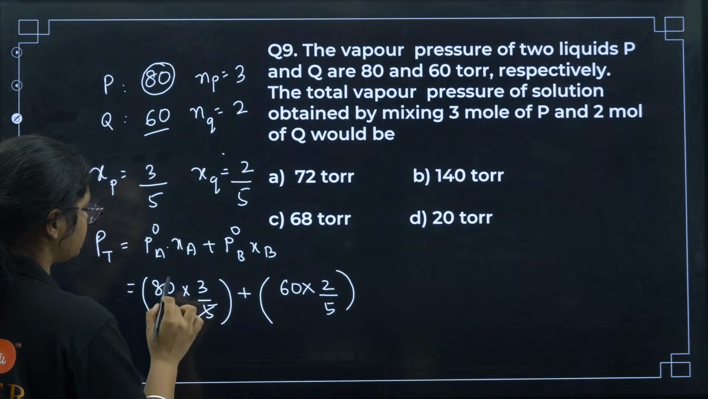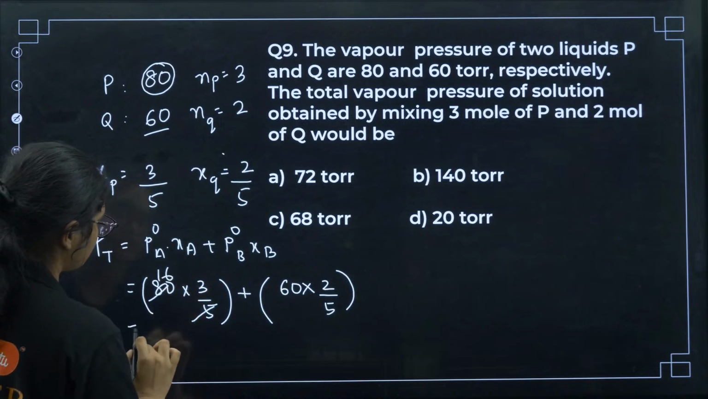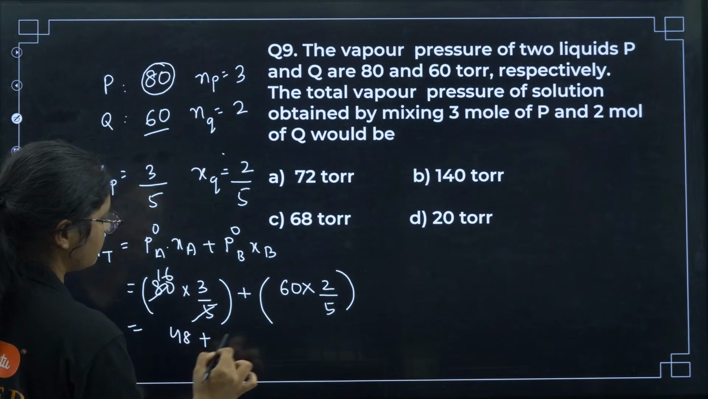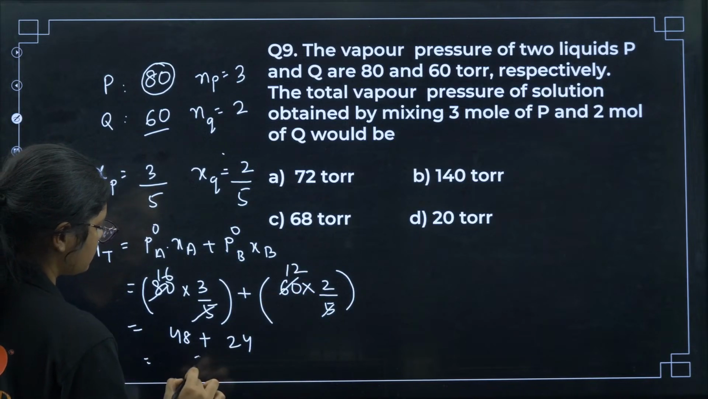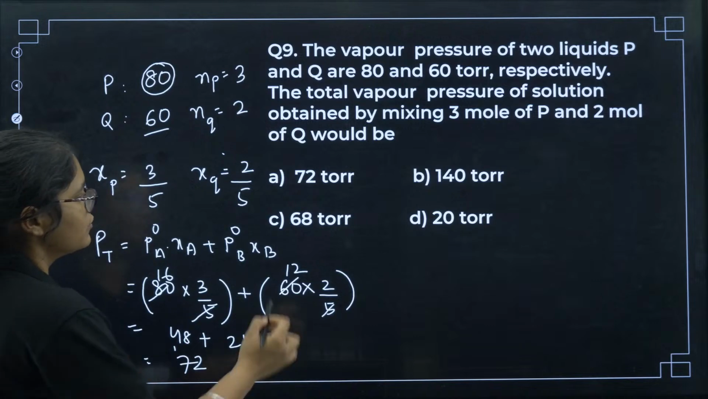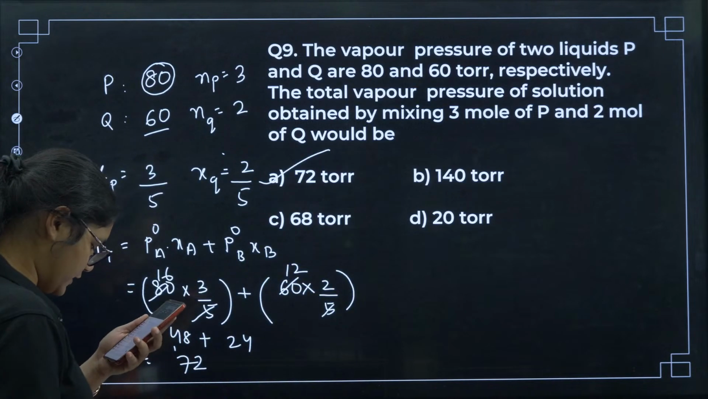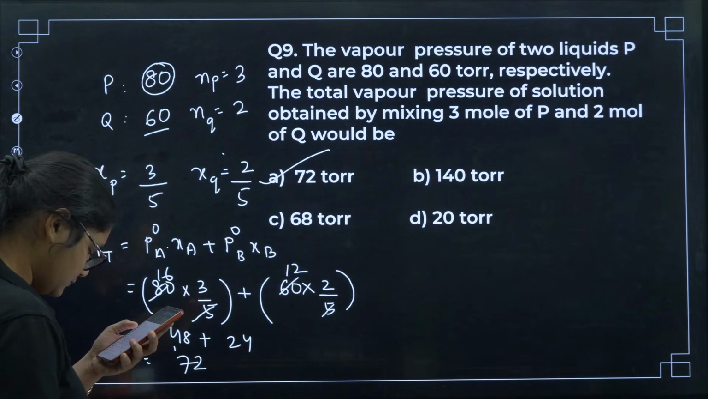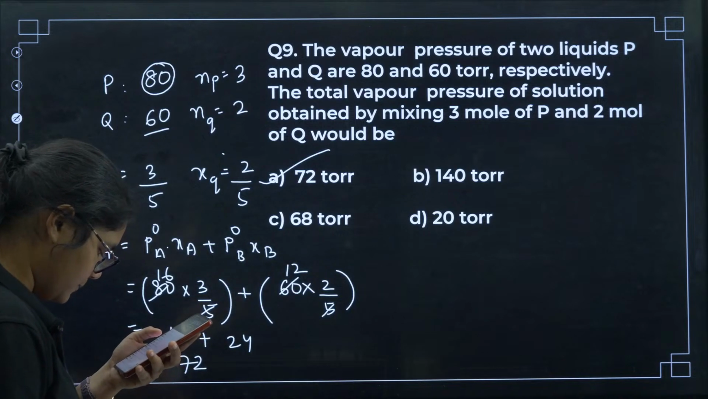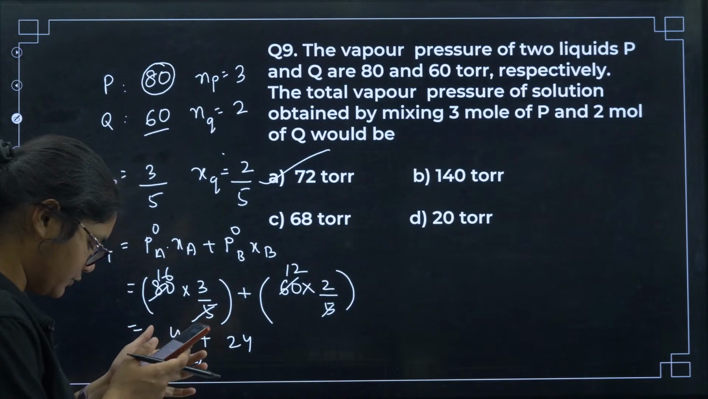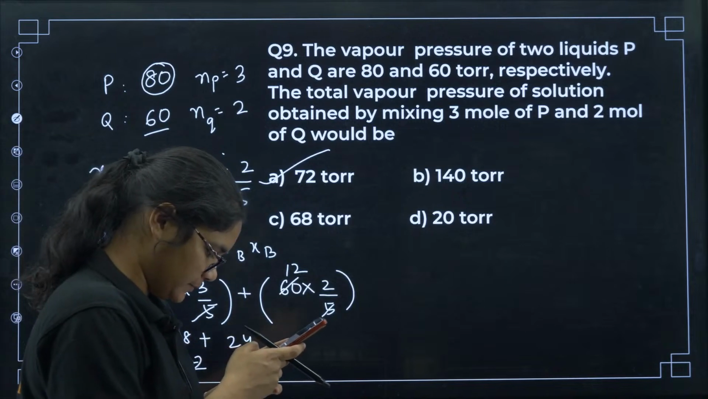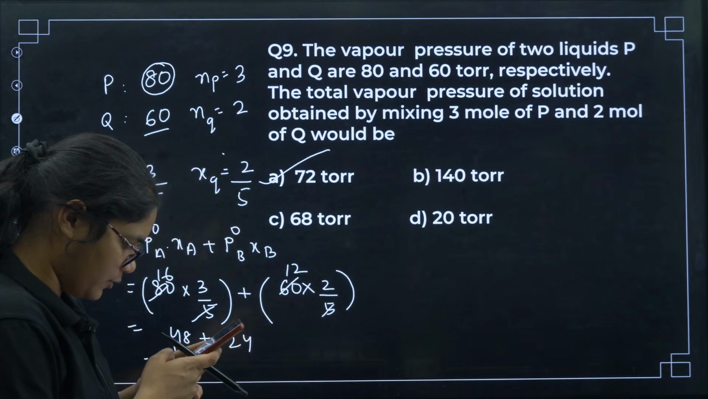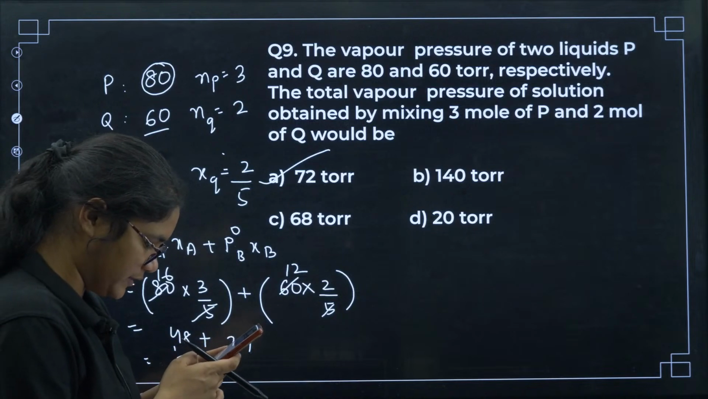So if I just solve this, this is 16. 16 3s are 48, plus here if I solve, 12 2s are 24. So I will get 72. Option number A is the correct answer here. Yes, numericals are also included in these questions. I hope all of you have given the 9th question answer.